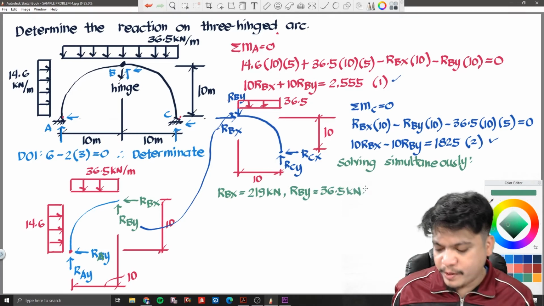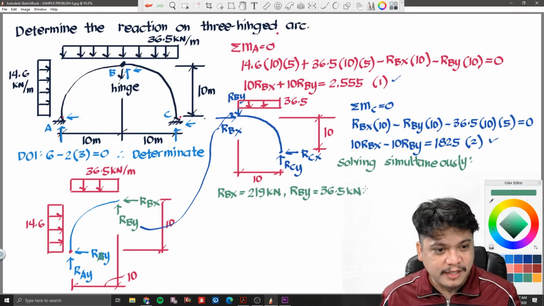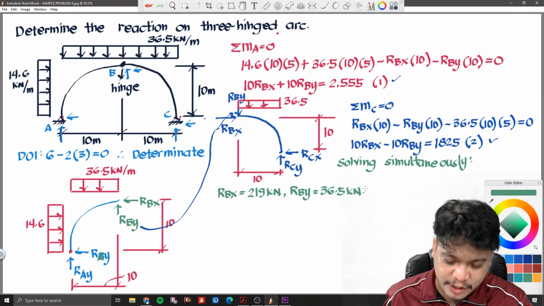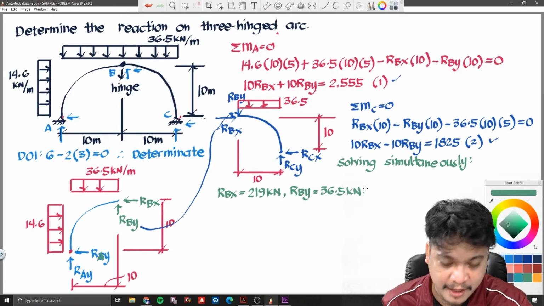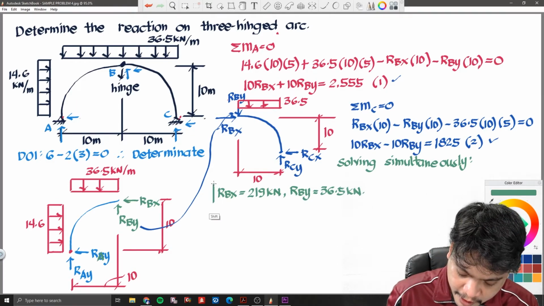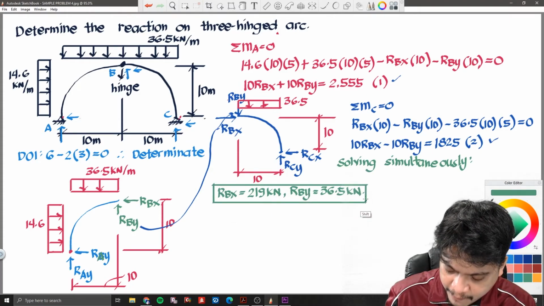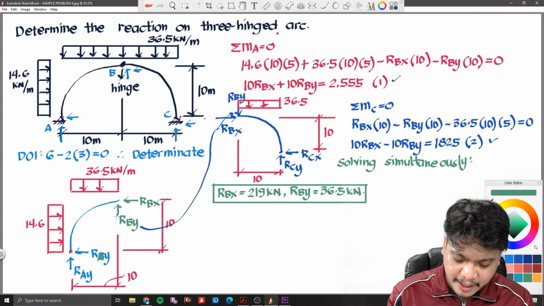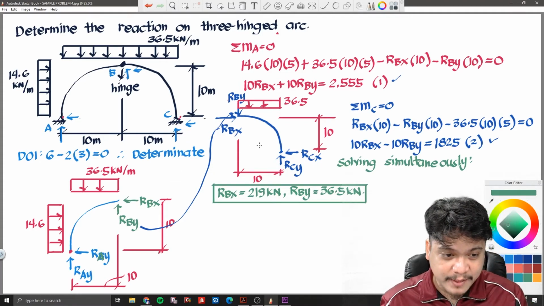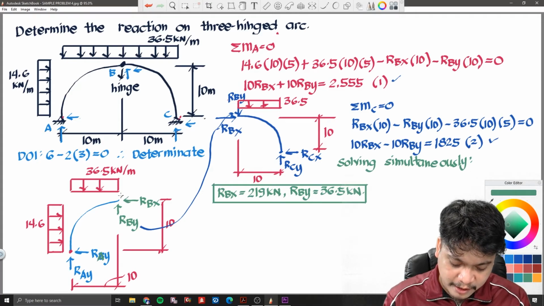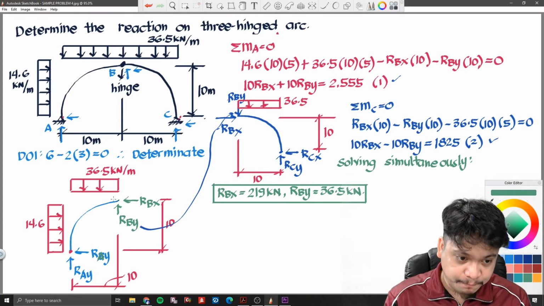Okay? So, parehas silang positive. It means tama yung assumption natin dun sa directions ng RBX and then the RBY. So, meron na ako ngayong sagot for the RBX and then for the RBY. Using this, babalikan mo ngayon yung dalawang free body diagrams mo para makuha mo yung reactions. Okay? Unahin ko muna dito sa part na to.